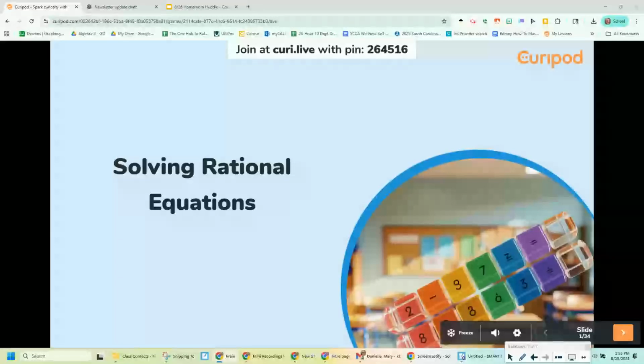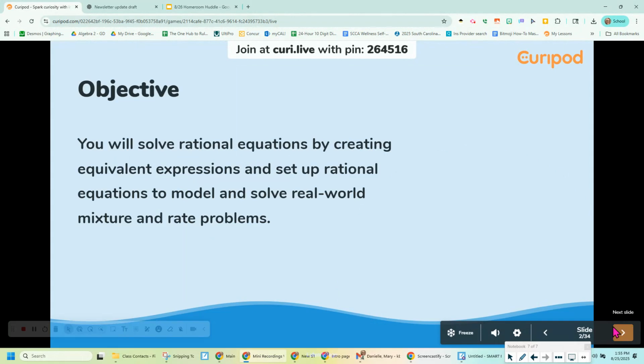This is solving rational equations. This is Unit 4, Lesson 5. So we're going to talk about solving rational equations. Our objective is you're going to solve rational equations by creating equivalent expressions and set up rational equations to model and solve real-world mixture and rate problems.